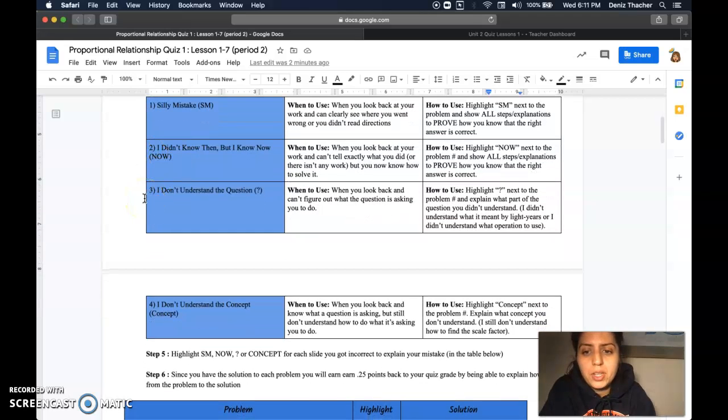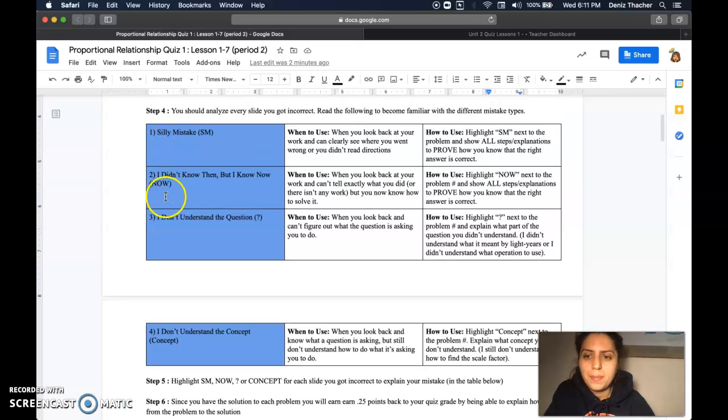3, I don't understand the question. You can use this when you look back and you can't figure out what the question is asking you to do. And 4, maybe you don't understand the concept, otherwise known as concept. You can use this when you look back and know what a question is asking, but you still don't know how to do what it's asking you to do.